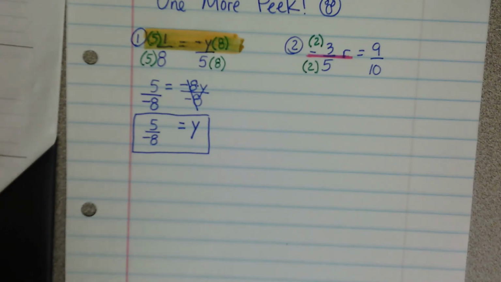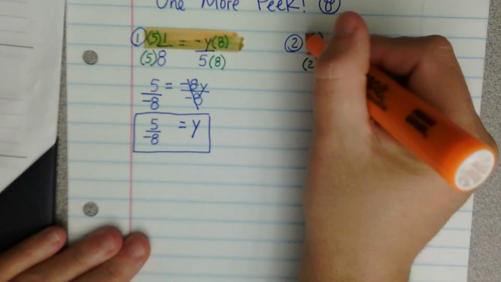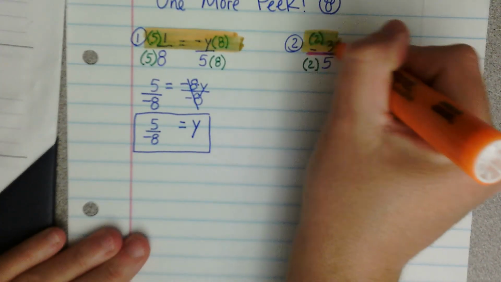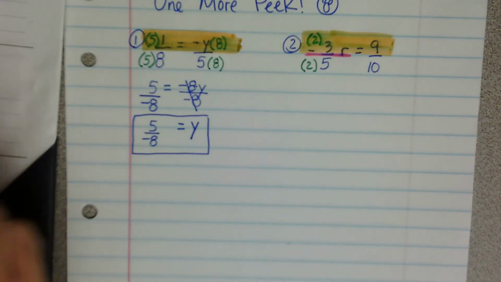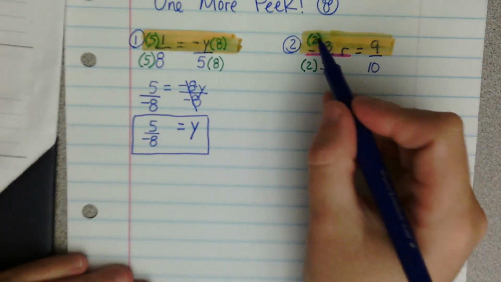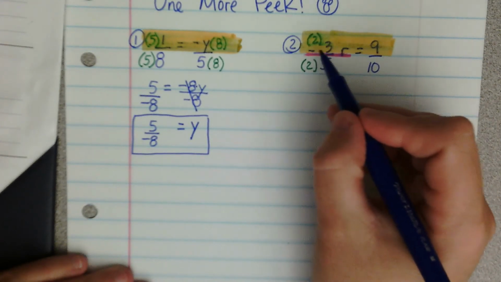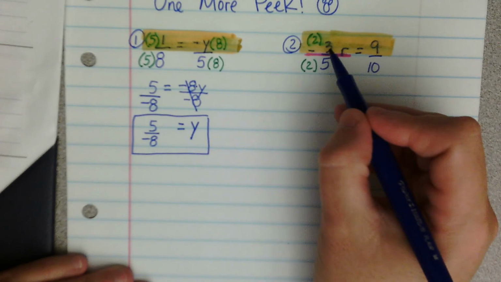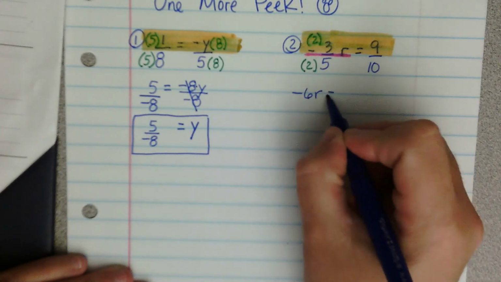Be careful when you are writing your equation. 2 times 5 is 10. I got a 10 over here. This is my numerator, all of this. Look at what I got. This is 2 times negative 3r. 2 times negative 3 is negative 6r. Equals 9.